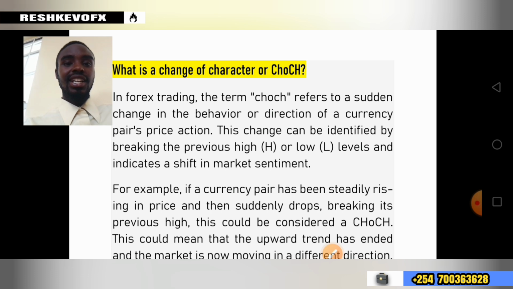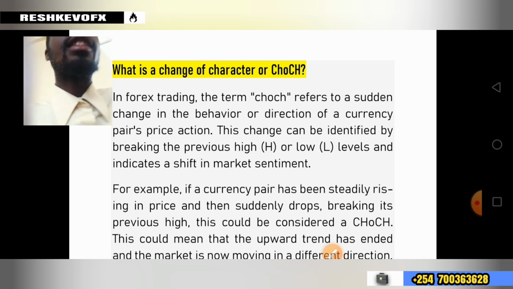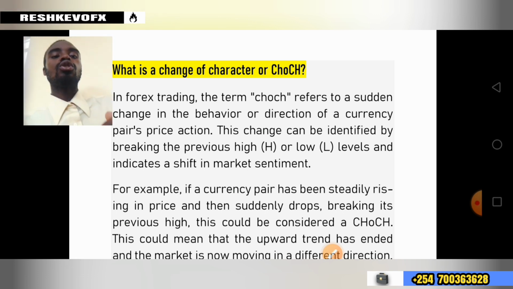So the market moves in a direction. We know how to identify market structure, whether it is an uptrend or downtrend. Let's say it is an uptrend. It reaches a point and it changes. We are no longer going bullish, we are going bearish. That is the change of character, the CHoCH. So it's not that complicated. It refers to a sudden change in behavior or direction of currency price action. The change can be identified by breaking the previous highs or lows, which indicates a shift in market sentiment. We even call it the market shift. Market shift and change of character are all the same.